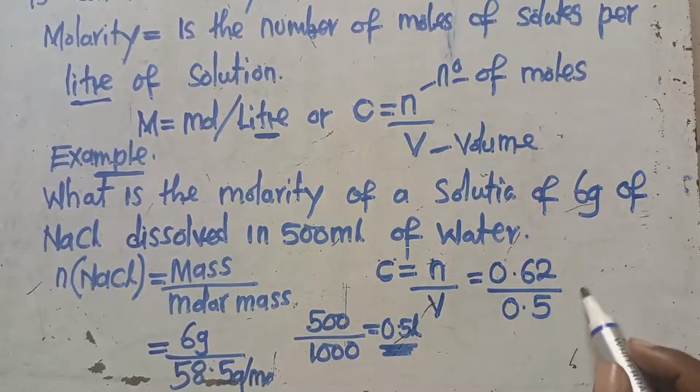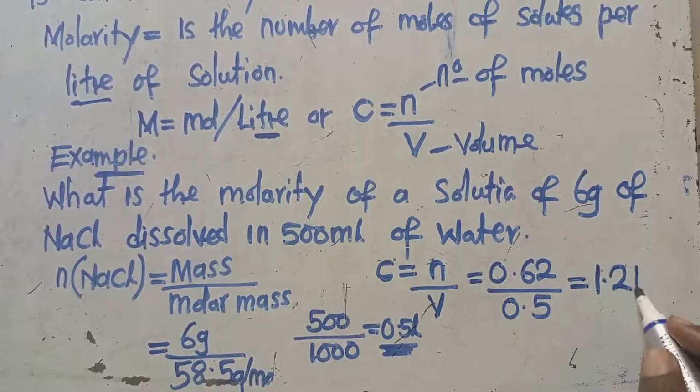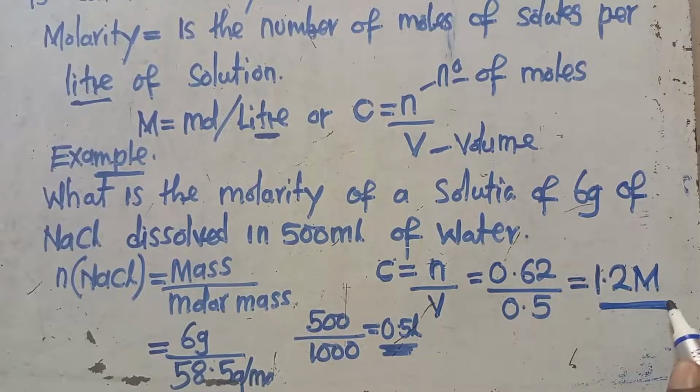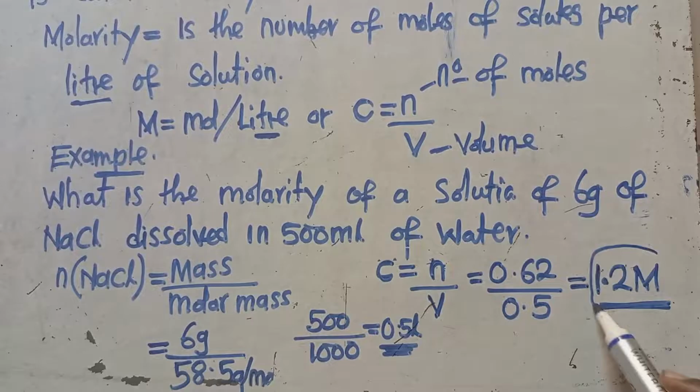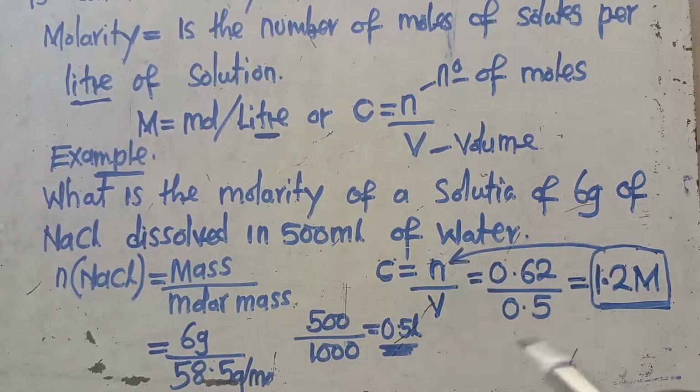It should be uniform. So finally, what is the answer there? The answer you are going to get will be 1.2. Then you put molar, that is the symbol. Have you seen? It's 1.2 molar. So whenever you see a question where you are given molar, you need to sense that it is coming from that particular formula.